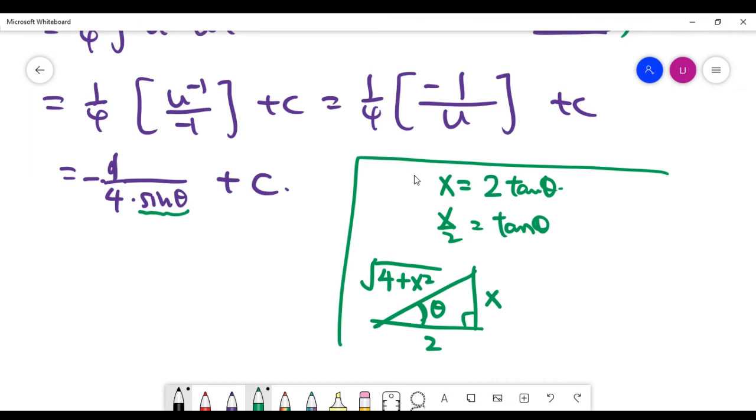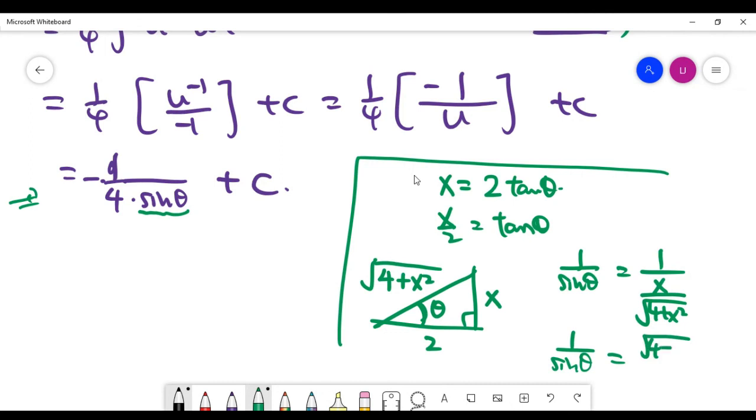And because in my expression on the left-hand side, I want something like 1 over sine theta. So what is 1 over sine theta? Sine theta is actually x divided by the square root of 4 plus x squared. Of course, we can invert the fraction now to make it the square root of 4 plus x squared at the top divided by x, right?